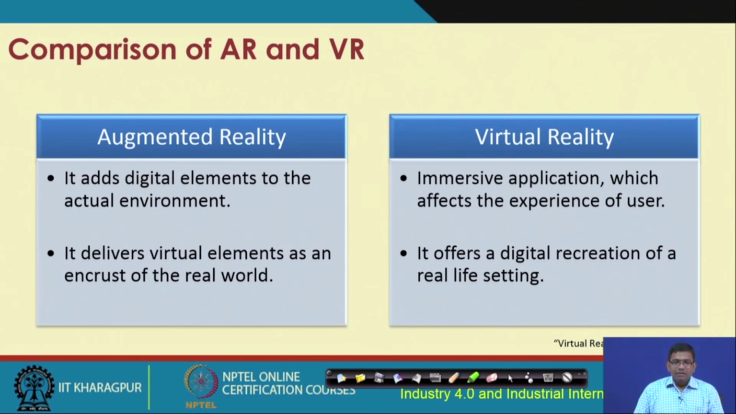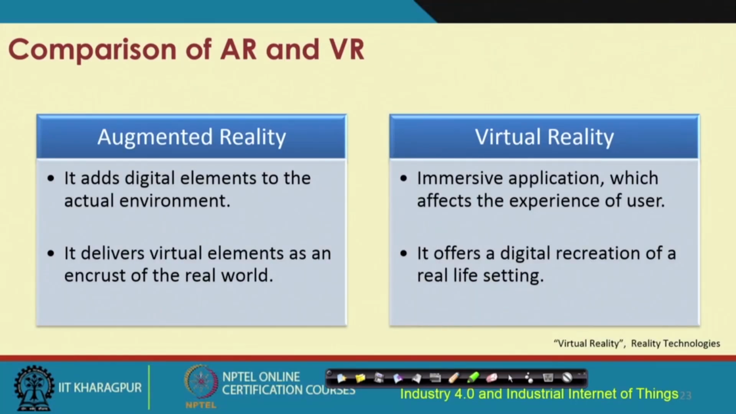So, this is how these technologies compare, augmented reality and virtual reality. Augmented reality adds digital elements to the actual environment. It delivers virtual elements as an encrustation on the real world, while virtual reality offers immersive applications. In augmented reality, the physical world is augmented with certain high-end ICT features so that the user gets an improved experience, an improved perception of reality.